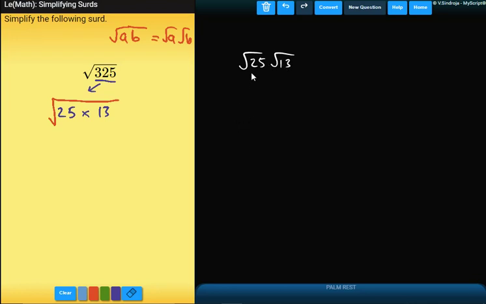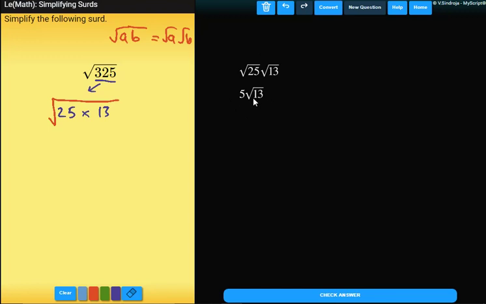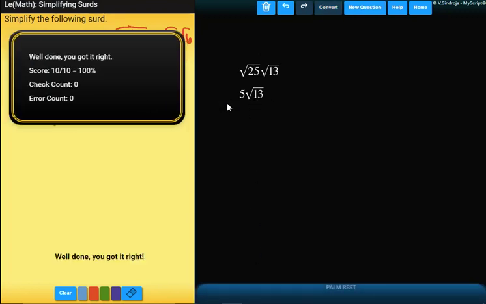Now, the reason why we have root 25 is because that converts to an integer. So that becomes just the number 5. This here is your simplified surd. That is the answer: 5 root 13. Now, 5 root 13 is equivalent to the square root of 325, but it's much, much easier to work with 5 root 13 than it is to work with 325 square rooted.